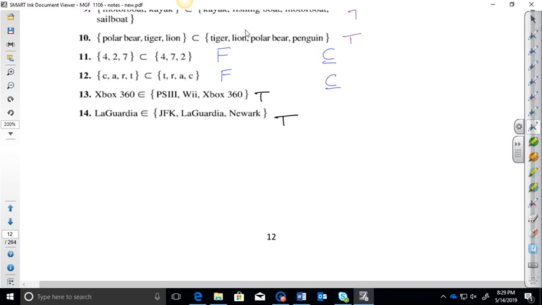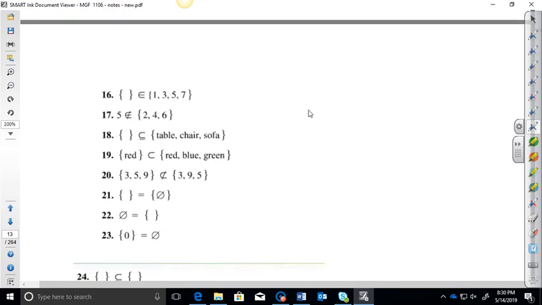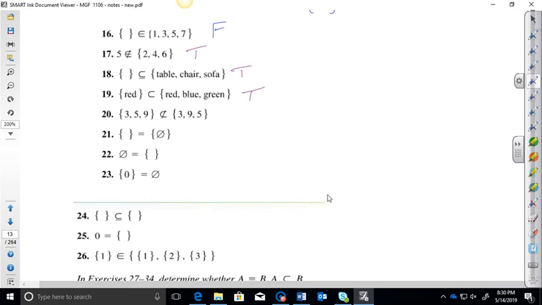Okay. Null set is an element of, that's false. Null set is actually a subset of all sets, not an element. So it's false. 5 is not an element of 2, 4, 6. That's true. Null set is a subset of all sets. So that is true. Set red. True. 359 is not a proper subset of 395. True.